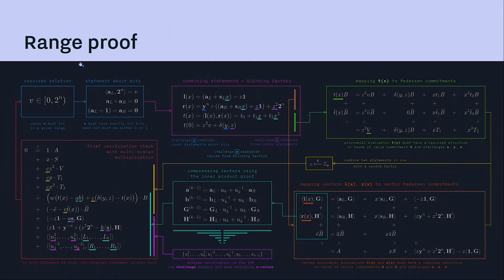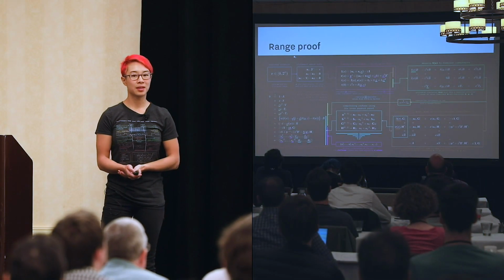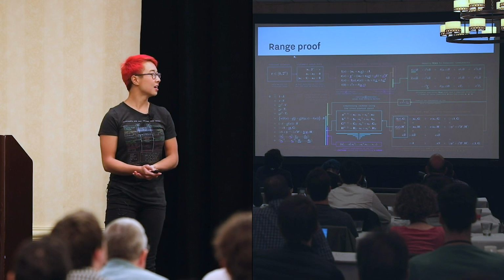So this is a nice illustration of the Bulletproofs range proof by Oleg, who is our graphics mastermind. As you can tell from the upper left side, you basically want to prove a statement that a value v is in a range 0 to 2 to the n. Then you break that into 3 separate statements, add blinding factors and combine those statements, and so on, until you end up in an inner product proof. And then you make a proof for that whole thing.